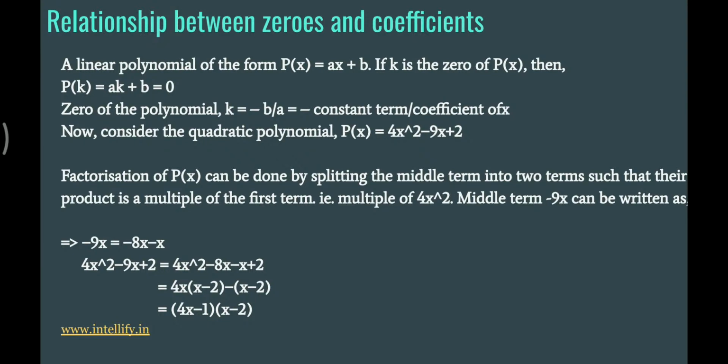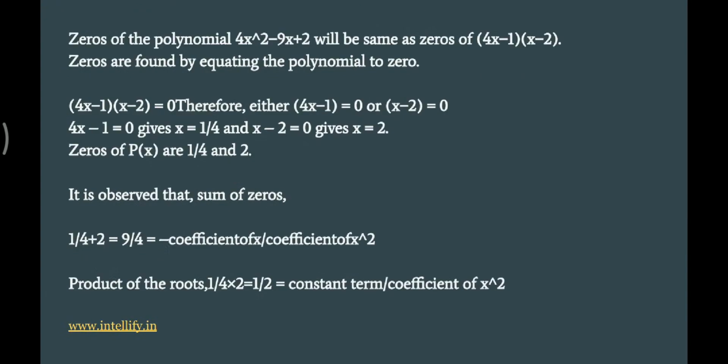Then we substitute minus 8x minus x in place of minus 9x. Taking 4x common, we get 4x into x minus 2, minus 1 into x minus 2. Then we take x minus 2 common, so that 4x minus 1 and x minus 2 are the two factors. The zeros of the polynomial are found by equating it to 0.